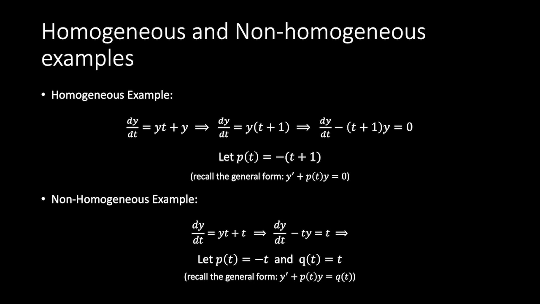For the non-homogeneous example, we first try to separate y and t, but it's impossible in this case. Notice we end up with p(t) equals negative t and q(t) equals t. Thus, it's non-homogeneous, and we define this as a first-order linear non-homogeneous differential equation.